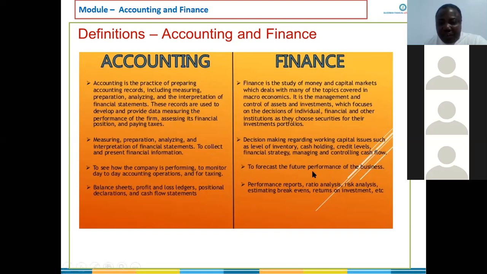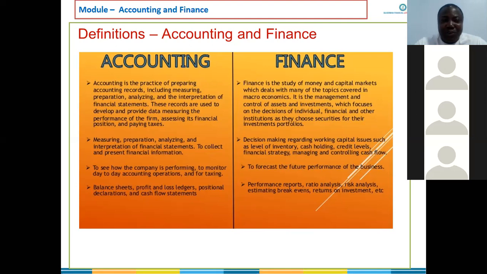To forecast the future performance of the business. This is what we talk about, the planning aspect, budgeting. Then in accounting, we have balance sheets, profit and loss ledgers, positional declaration, and cash flow statements. But under finance, we have performance reports, ratio analysis, risk analysis, estimating break-evens, returns on investments, etc. So you see the relationship between the two. Finance is more related to the future, or futuristic in nature, by making estimates, projections, or forecasting, and controlling of the management and cash and the rest. Whilst accounting is about keeping the records and making a report on them and making sure that they are reported effectively according to the standards and procedures in place, or maybe let's say the accounting standards.